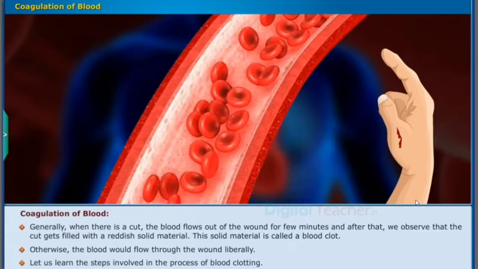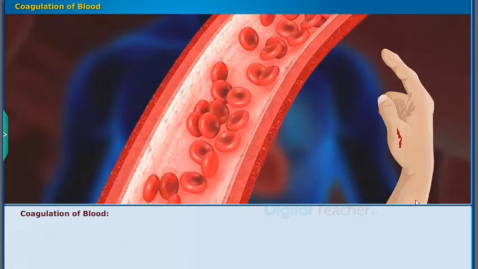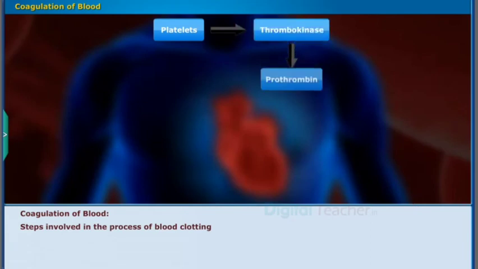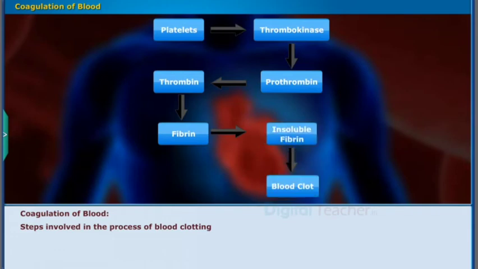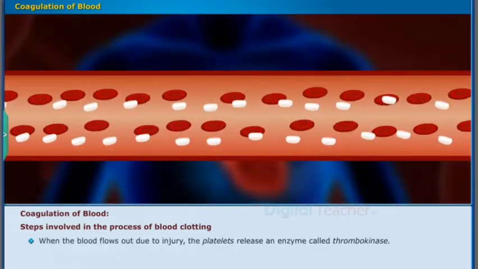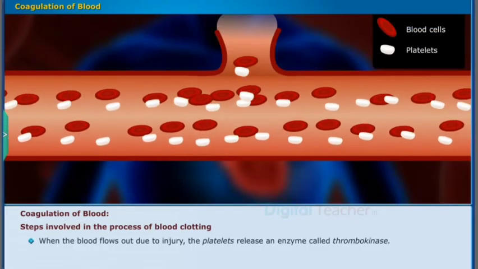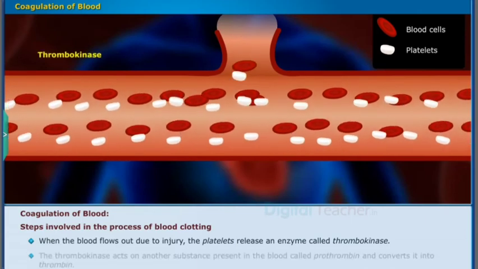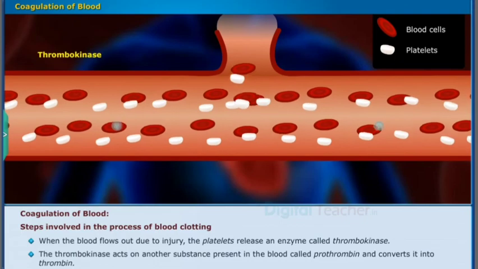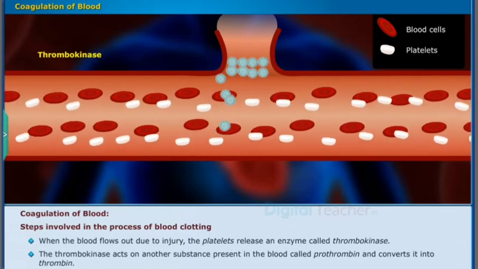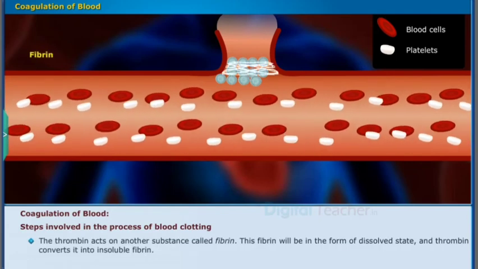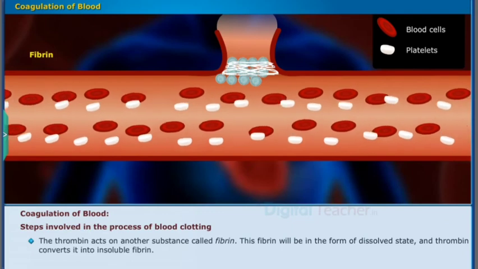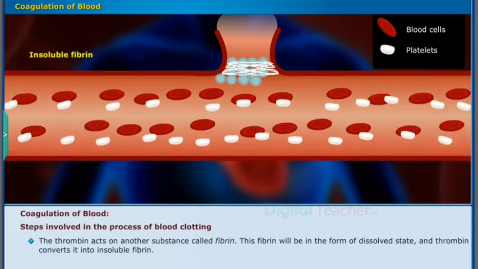Let us learn the steps involved in the process of blood clotting. When the blood flows out due to injury, the platelets release an enzyme called thrombokinase. The thrombokinase acts on another substance present in the blood called prothrombin and converts it into thrombin. The thrombin acts on another substance called fibrinogen, which is in a dissolved state, and converts it into insoluble fibrin.